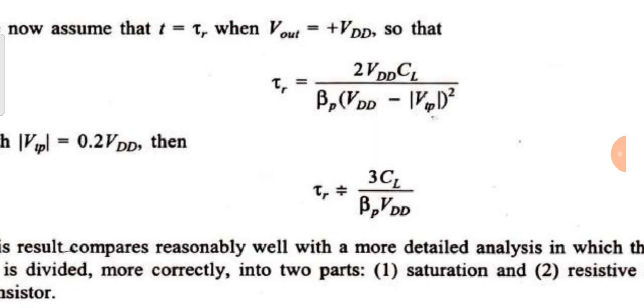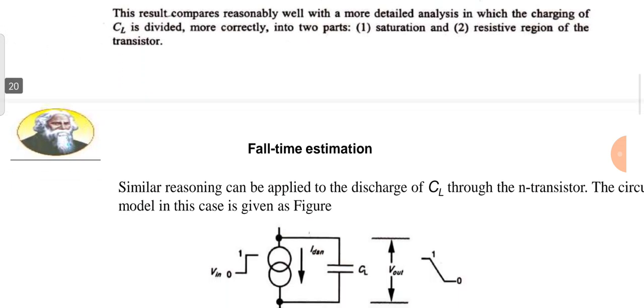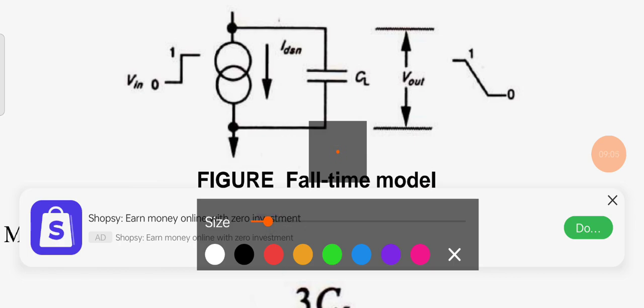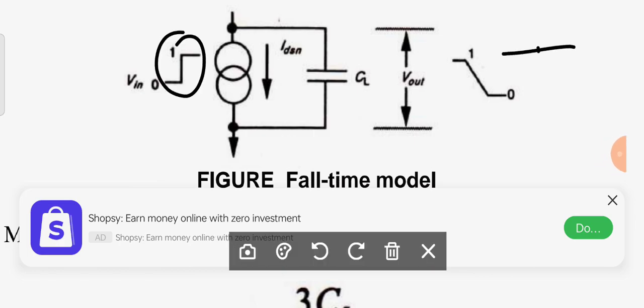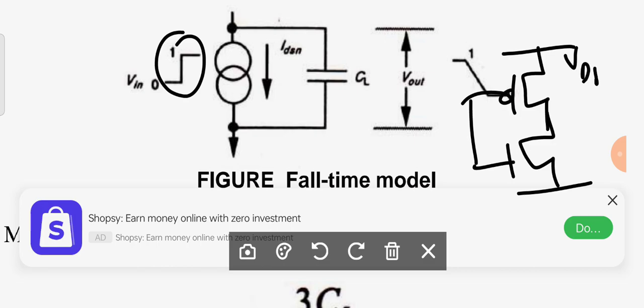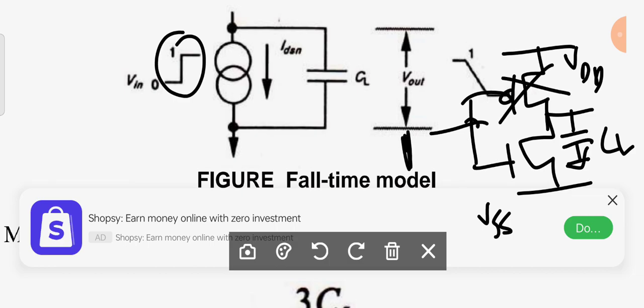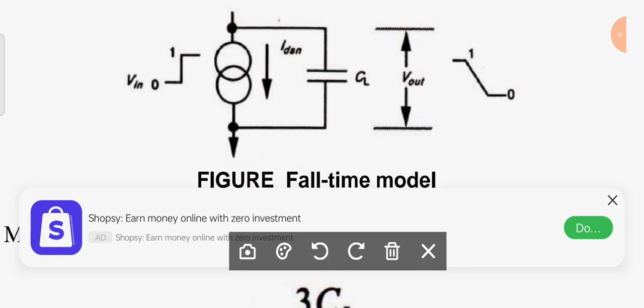Similarly we have to do the same thing for the fall time model. You can consider this one. When the input is now 1, just recall the CMOS inverter you are having. This is VDD, this is VSS, this is a load capacitor. When the input connected to the gate is 1, then the PMOS will be in off condition and the NMOS will be in on condition. Therefore let us assume it is in saturation, then the capacitor will discharge. This is the fall time model you can observe.